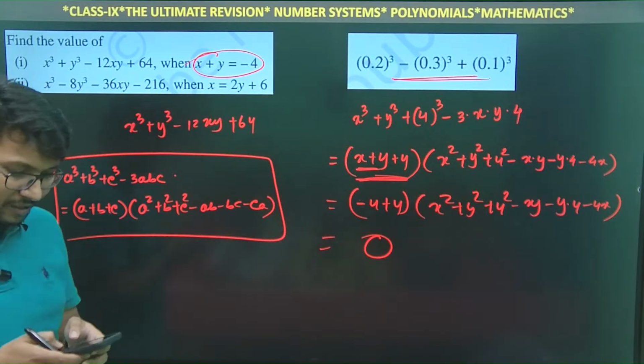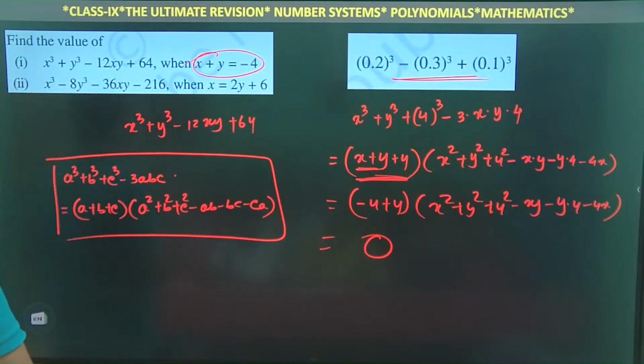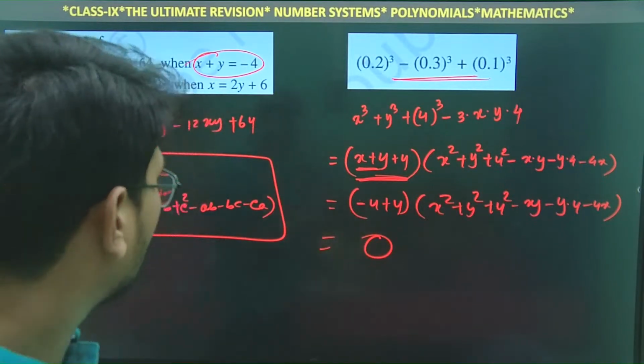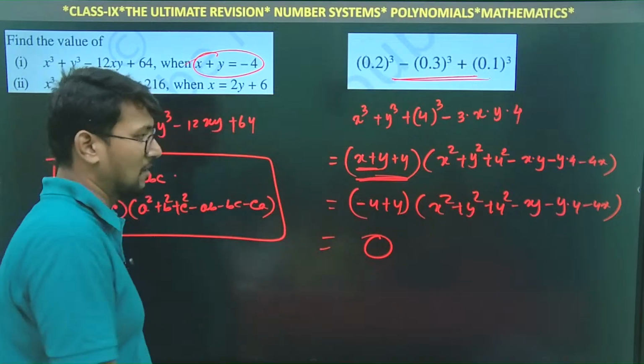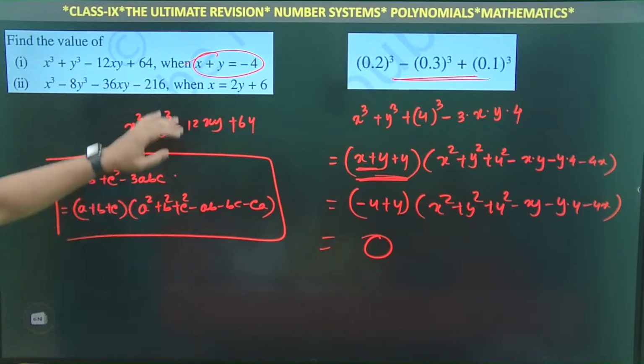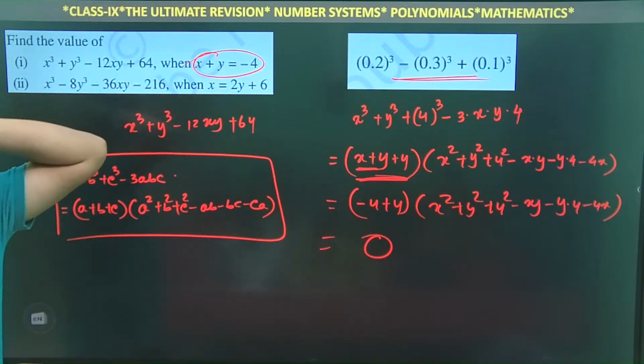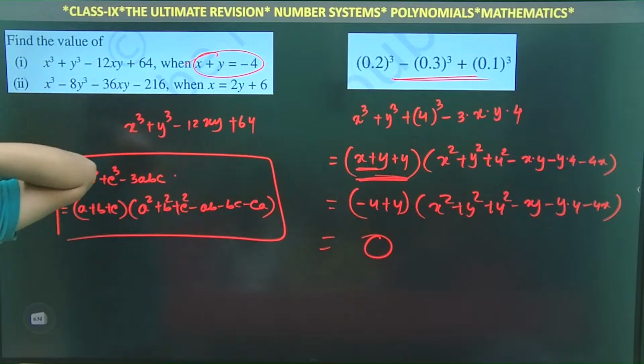Question 2.4, the last question. What is 2.4? Oh, that one. Okay, that is Punya's doubt. Let me solve that one first. Okay? Any doubt?